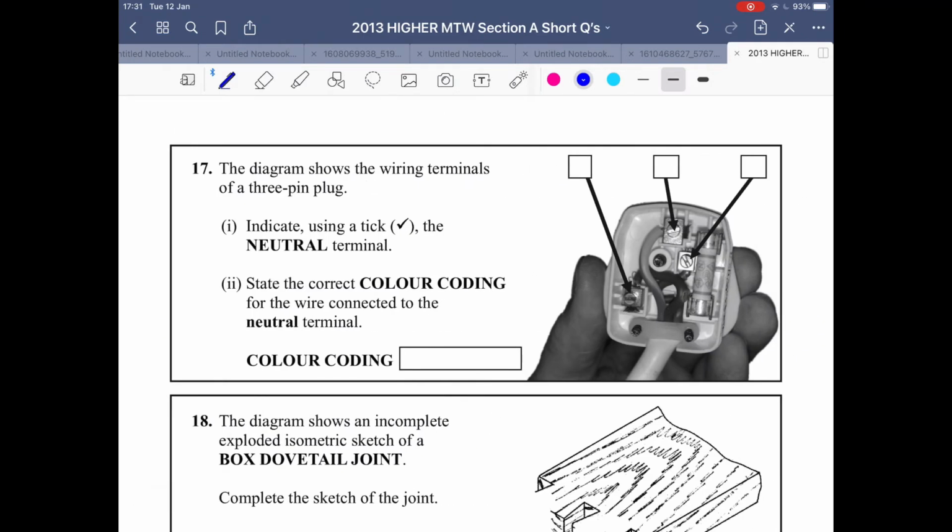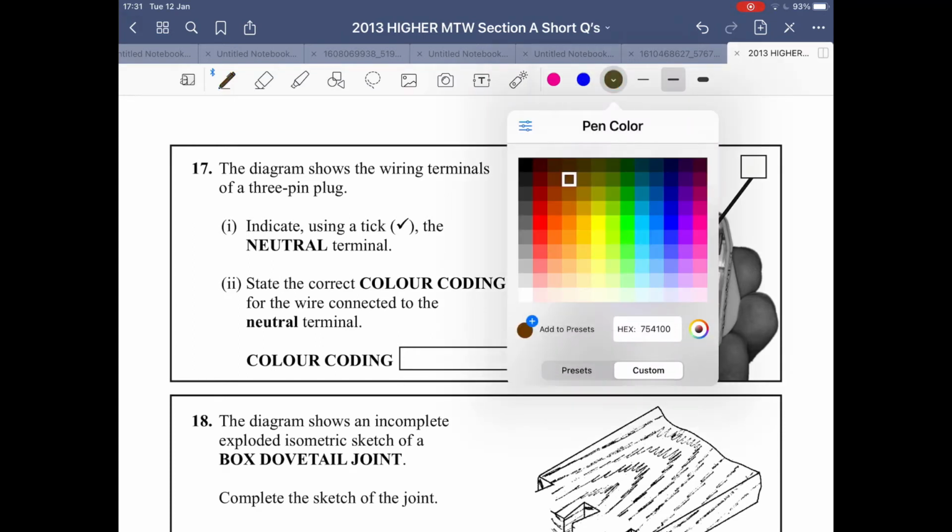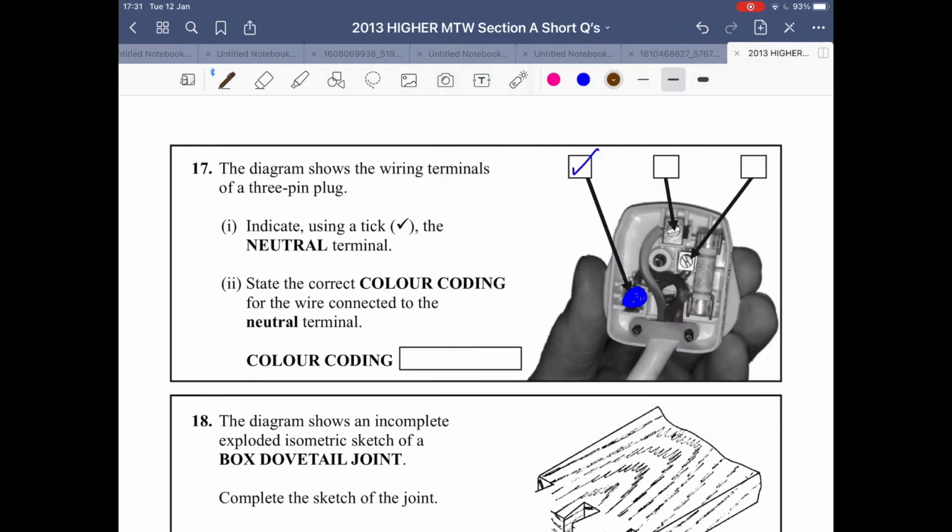Okay, diagram shows a 3-pin plug. Again, we had this last year at the end of the year during lockdown. We did a sheet on plugs and the different parts. So diagram shows the wiring terminals. So we're asked to indicate the neutral. So our neutral is down there, but while I'm at it, what colour is neutral? The wire will always be blue. The next pin then at the right hand side will always be live, and it is brown.